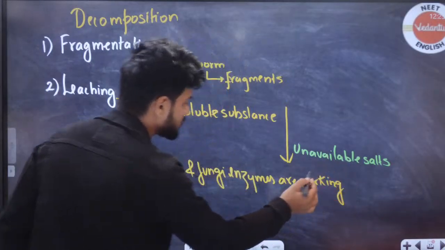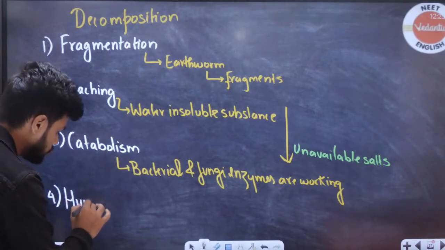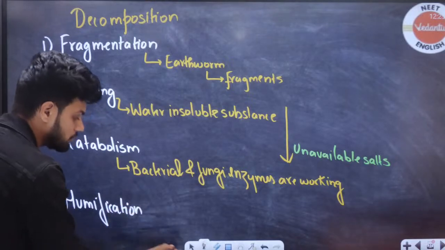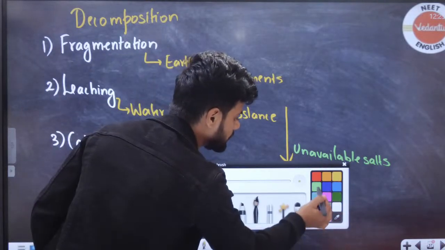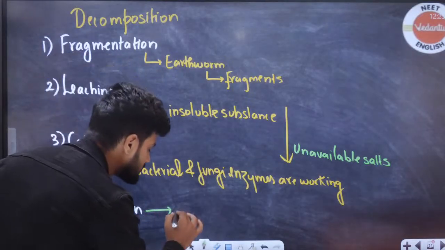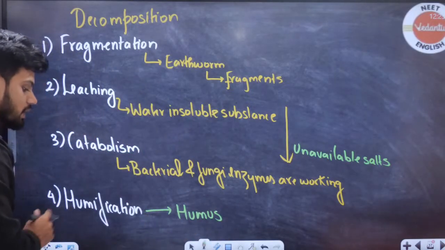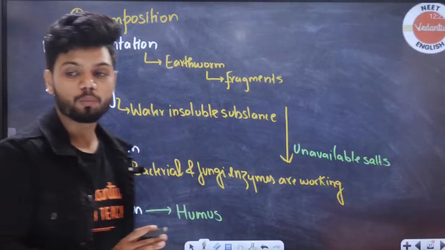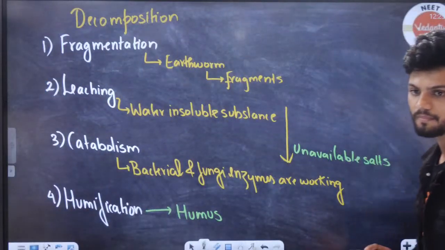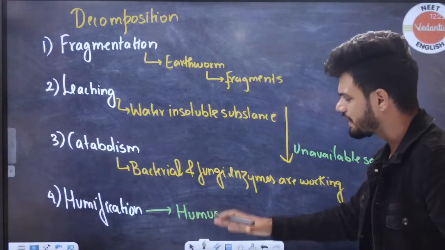The fourth step is called humification. Very important step. In humification, there is the formation of something called humus. It's called humus. Okay, so there is humus formation, not hummus. Humus formation is happening here in the case of humification. I'll tell you the properties.